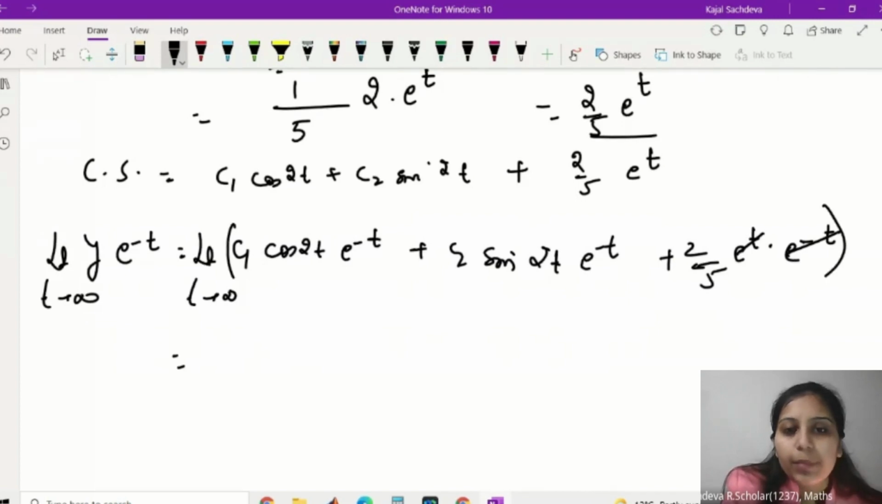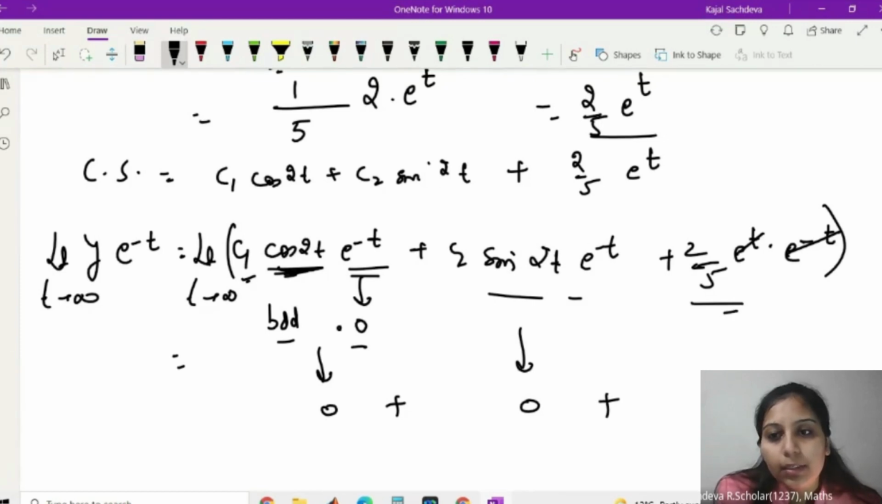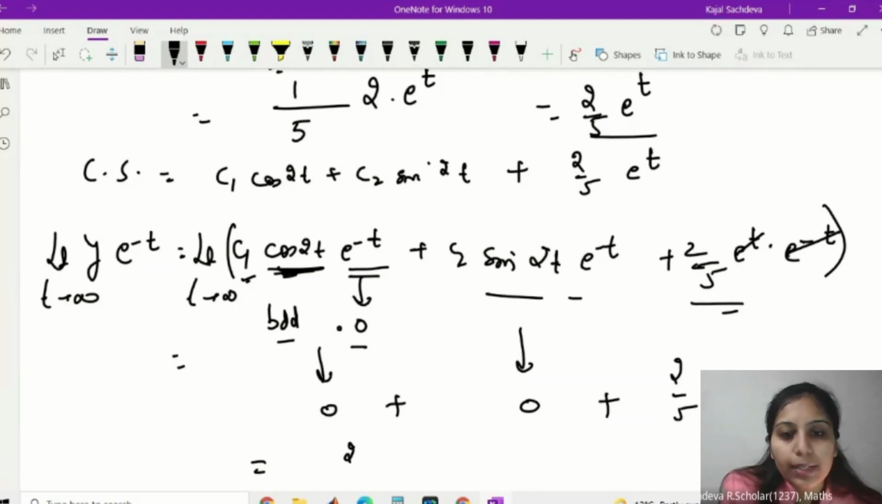So when we apply limit t tends to infinity, e raised to power minus infinity is 0. 0 into something bounded. As you know, the cos function is bounded between minus 1 and 1 if we are taking a real function, and C1 is also bounded. So this is bounded into 0, so we get the first part 0. Similarly, we get the second part also 0. And here t is not present, so when we apply the limit, it will remain the same, 2 upon 5. So we get the required answer as 2 upon 5. So let's see the options.